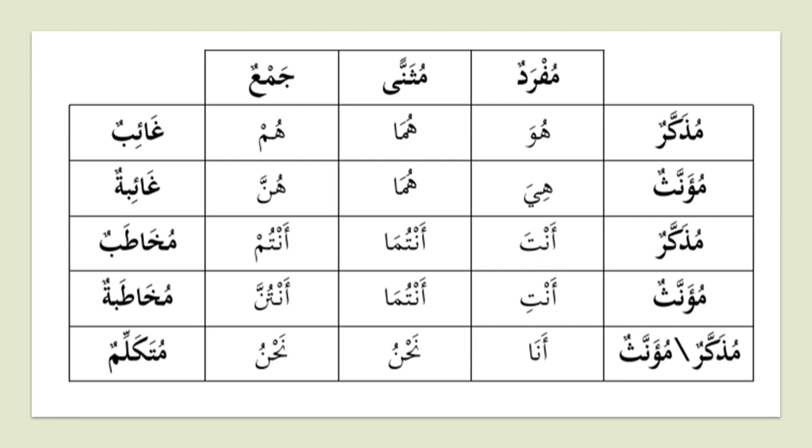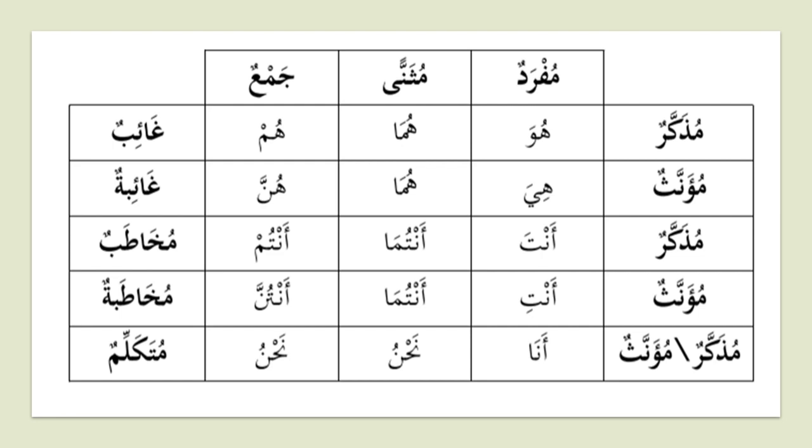For two people we say antuma. This whole thing is for you, second person. Then for three or more, you'll say antum. So for everyone here, I'll say antum. Three or more, antum. So for second person male, we have anta for one, antuma for two, antum for three or more.